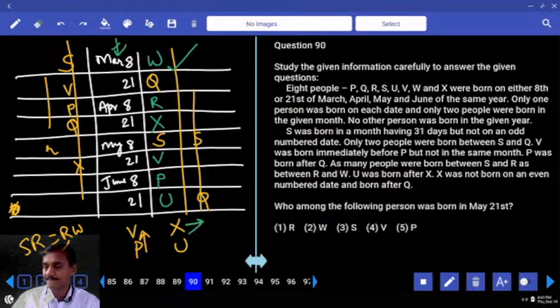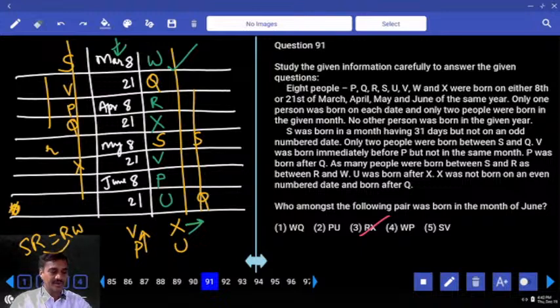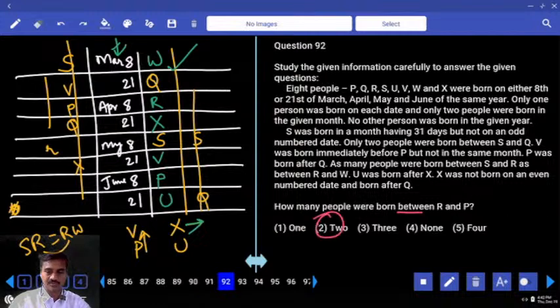Then, my next one. Who among the following person was born on 21st of March? March 21st, tell me who is 21st of May. May 21st, who is that person? V, choice for 90. Then 91. Who among the following pair was born in the month of June? June, who are those 2 persons? P and U, choice 2.